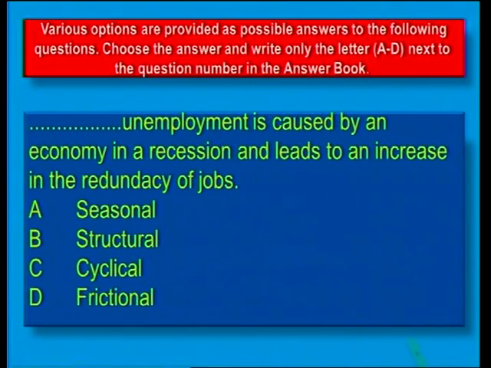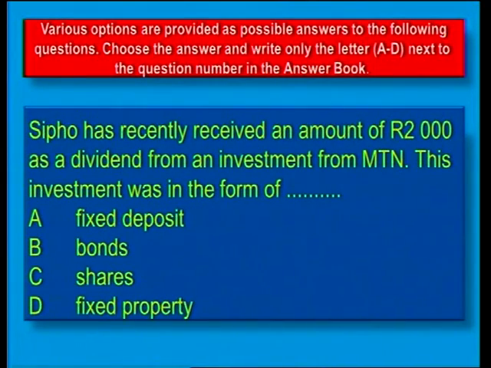Right, to the next one. So the answer was C. The next question, and Leicester likes these types of questions. Learners, again, this is slightly more difficult as a multiple choice question.